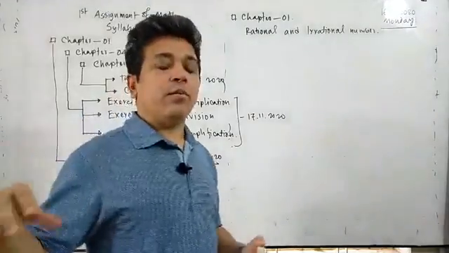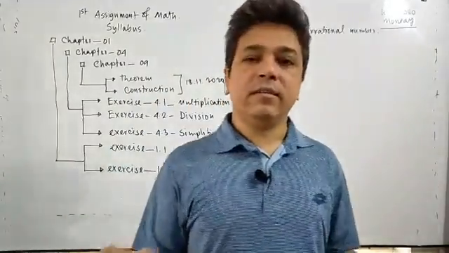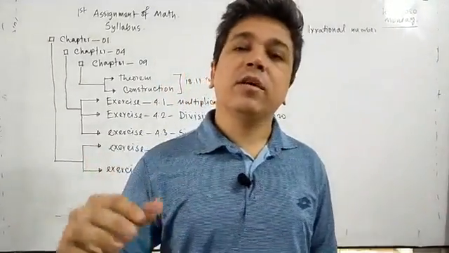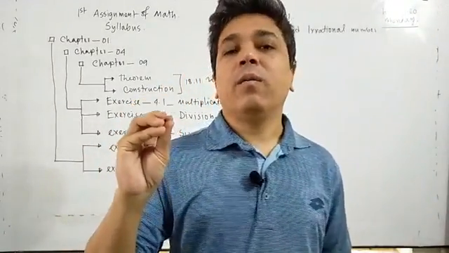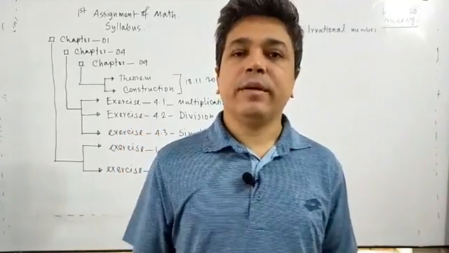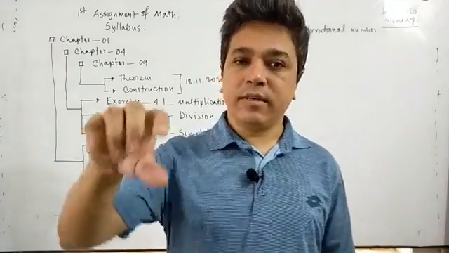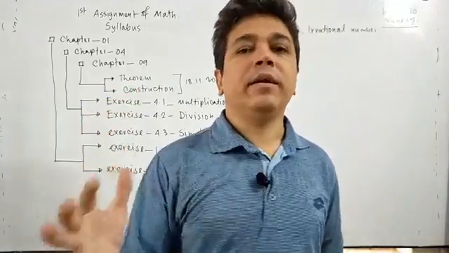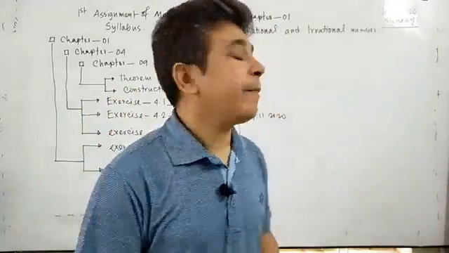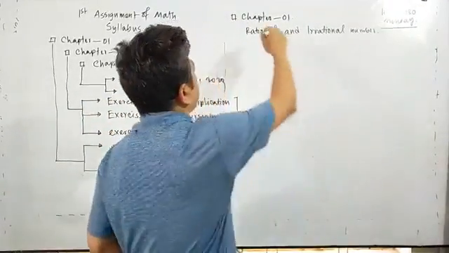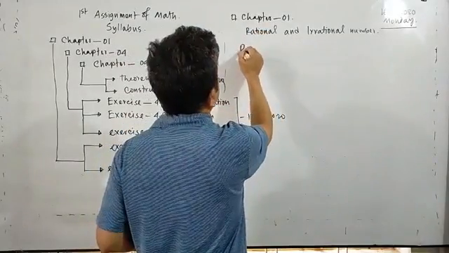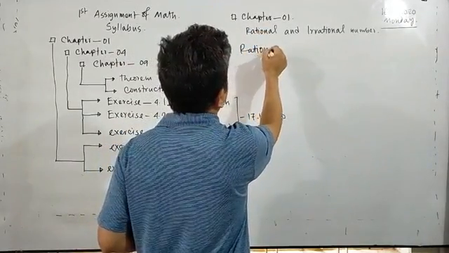All the time when I start any chapter, I try to discuss the meaning of the name of the chapter. This is very, very important. The name given to any chapter is related to the whole chapter. So first we will know what is a rational number. Look at that: what is a rational number?